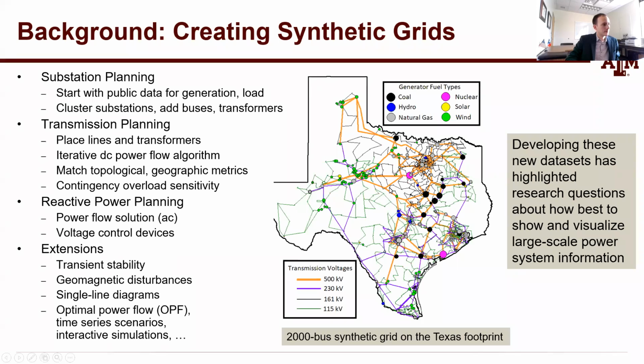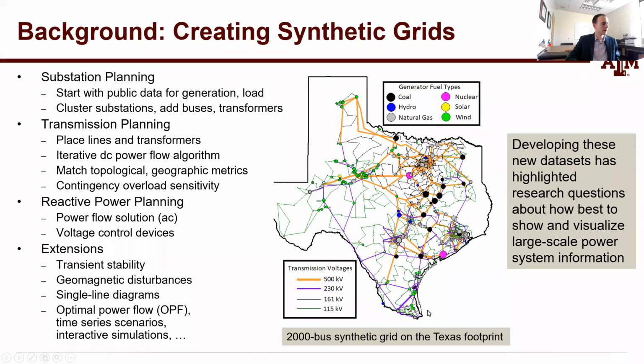Then we move into the transmission planning process, which is the most involved algorithm for building these synthetic grids, where we put a network of transmission lines and transformers onto the system using an iterative DC power flow, contingency analysis based sensitivity process, and match a bunch of metrics, including topological, geographic metrics, contingency overload sensitivity. I had a webinar last year that talked about some methods for that.